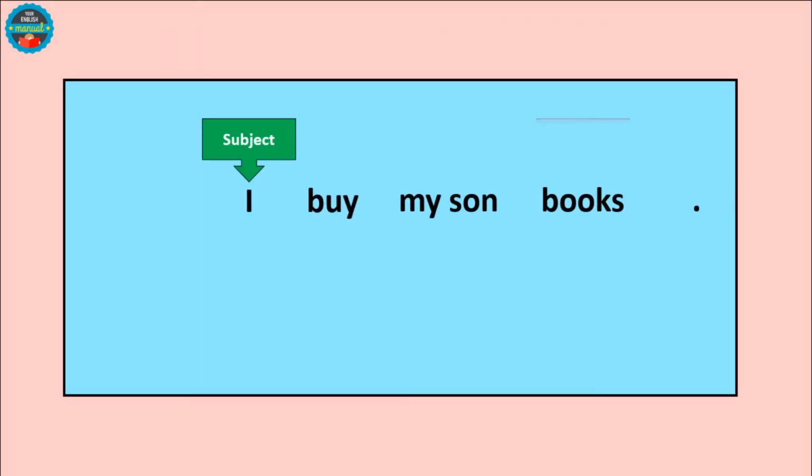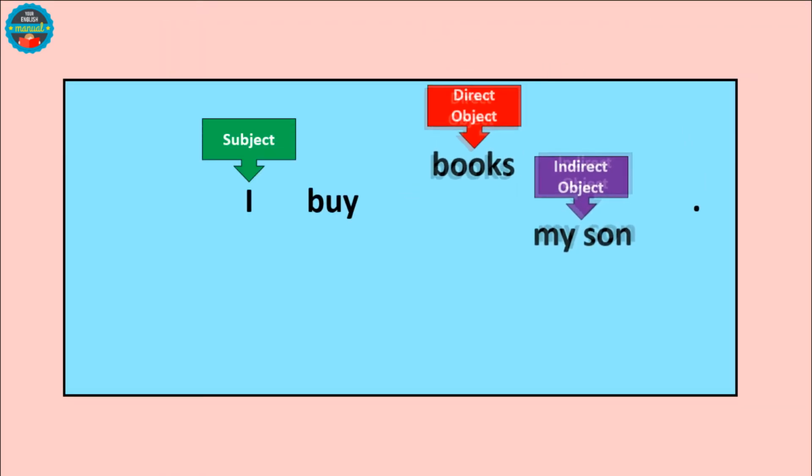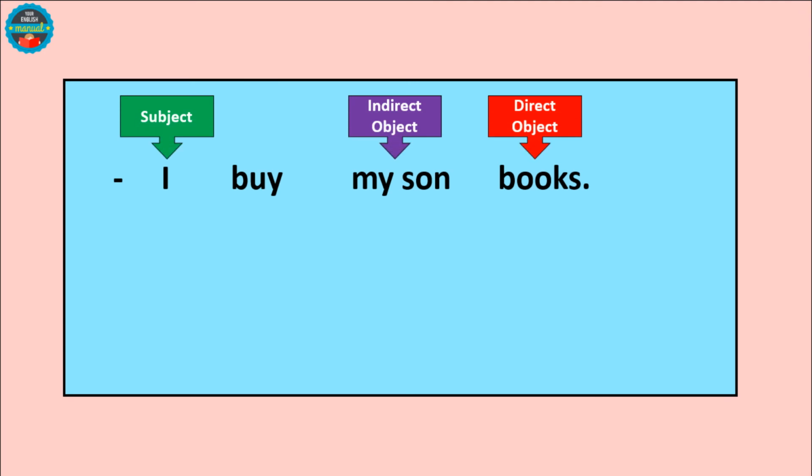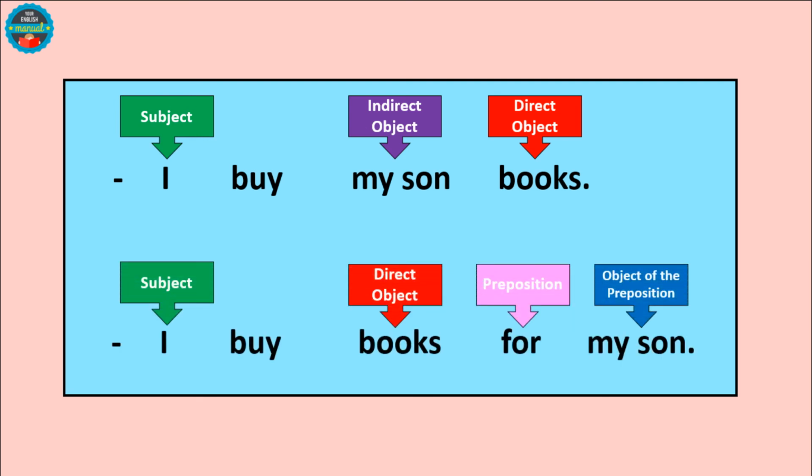Now let's change. I buy books for my son. In this case, the preposition for appears because the verb to buy needs this preposition. The preposition may be different, but the result is still the same. I buy my son books. My son is the indirect object. Or I buy books for my son. My son is the object of the preposition for.